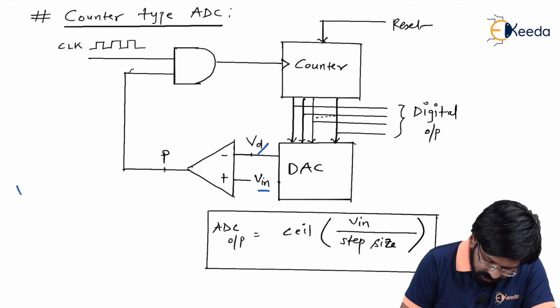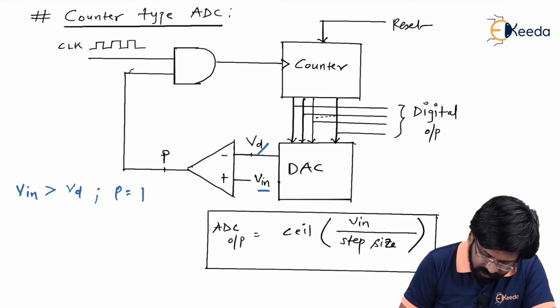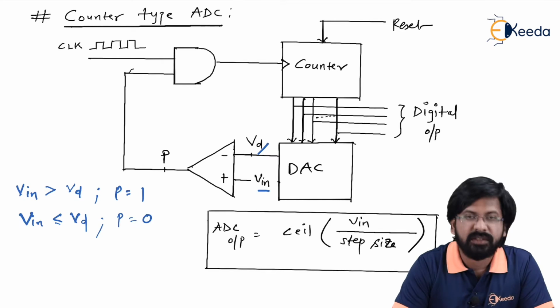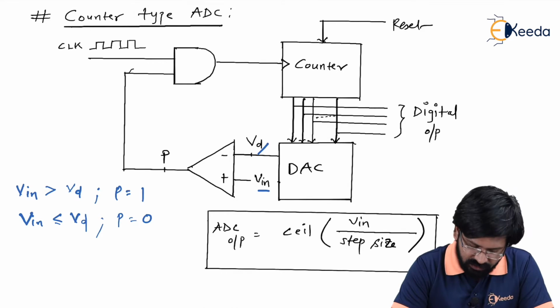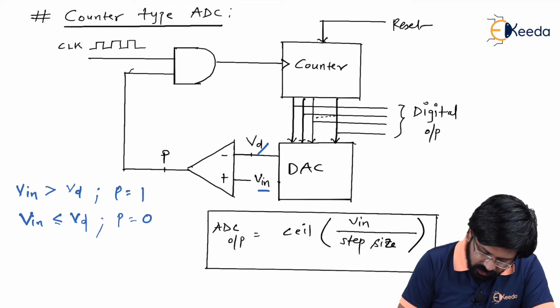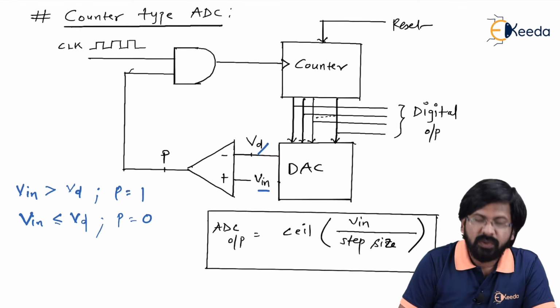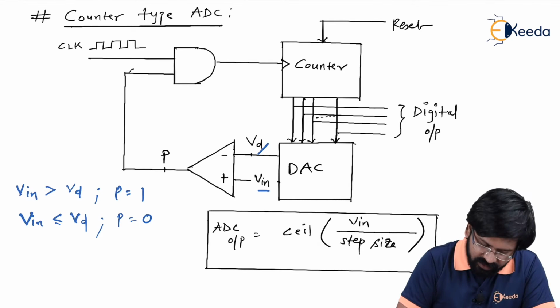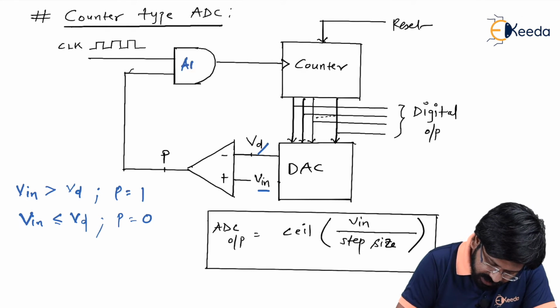So here, if Vin is greater than Vd, then P is equal to logic 1. If Vin is less than or equal to Vd, then we consider the value of P, that is the comparator output, equal to 0. As you can see, the output of the comparator is given to one of the inputs of the AND gate. As you can see here, this is the AND gate.